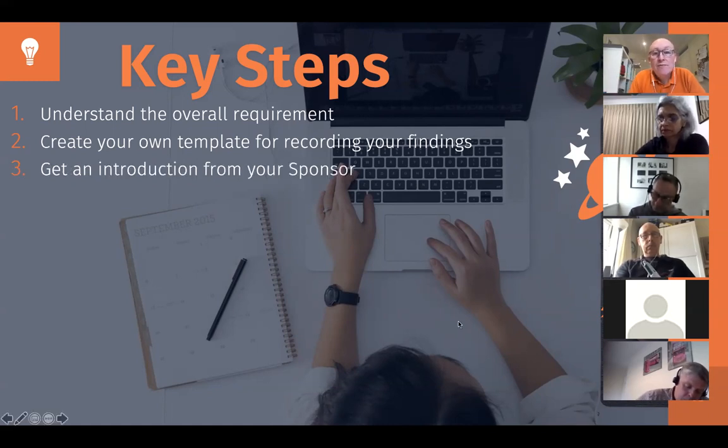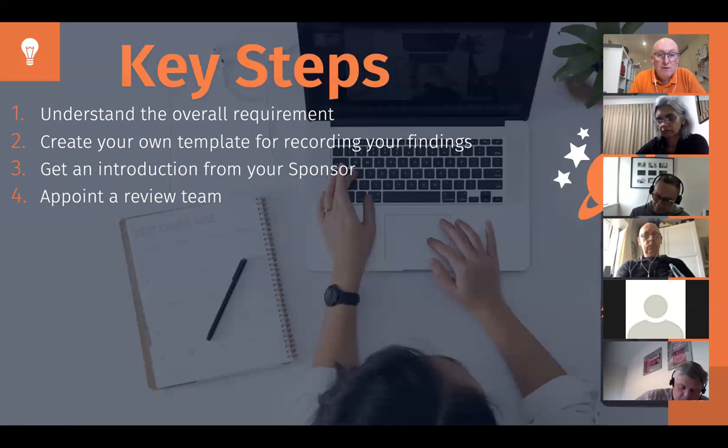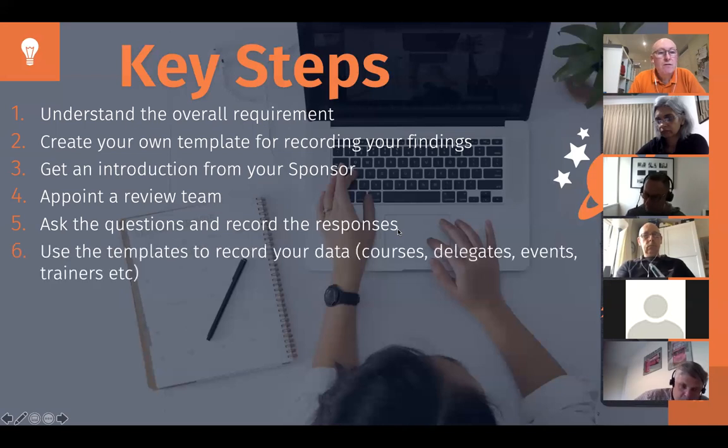Get an introduction from the sponsor. If you start emailing people asking for meetings with them, and they've never heard of you, they don't know what this new system is, they're not motivated to respond to you. So get the push from the sponsor. Appoint a review team. Do this in advance before you do the TNA. Find out the people who need to be involved and document it. Ask the questions and record the responses. Use templates to record your data.